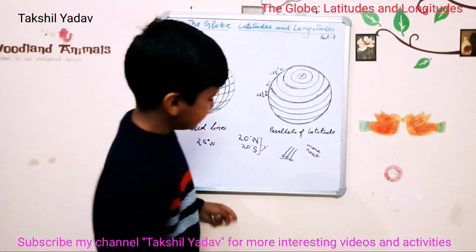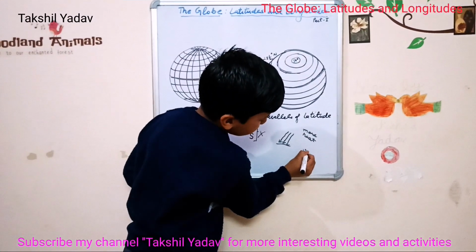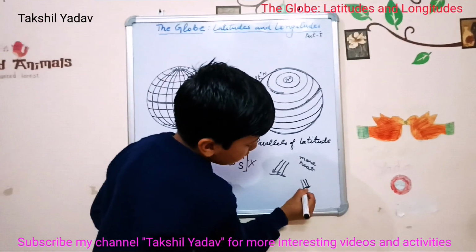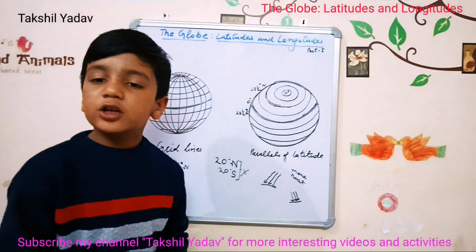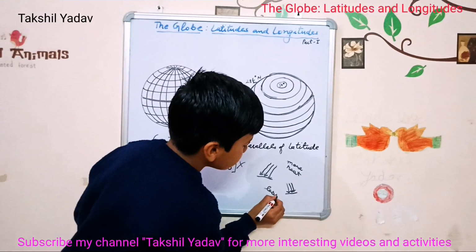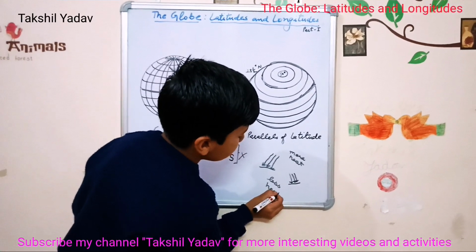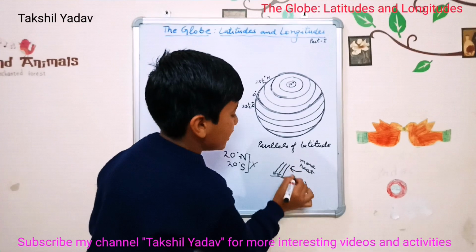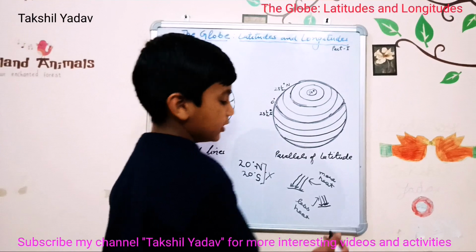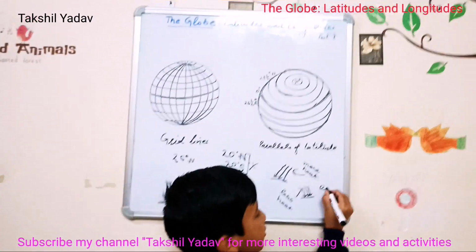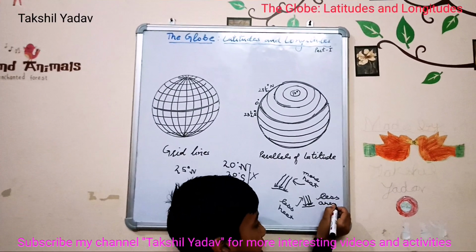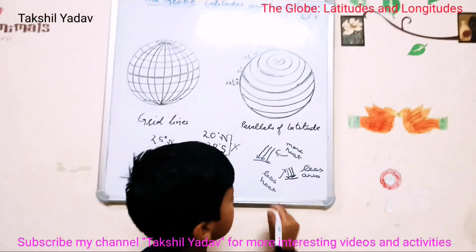Now what about the direct rays? The direct rays are straight from the sun. They do lose some heat, but not as much as slanting rays, so they lose less heat in the atmosphere while traveling to the earth. And the direct rays also cover less area, so the heat is not divided into many parts.